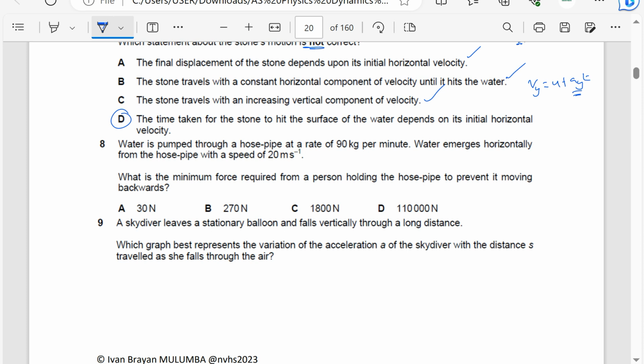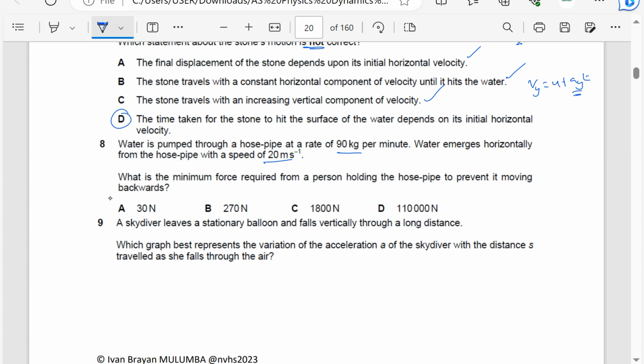Water is pumped through a hose pipe at a rate of 90 kilograms per minute. Water emerges horizontally from the hose pipe with a speed of 20 meters per second. What is the minimum force required from a person holding the hose pipe to prevent it moving backwards?